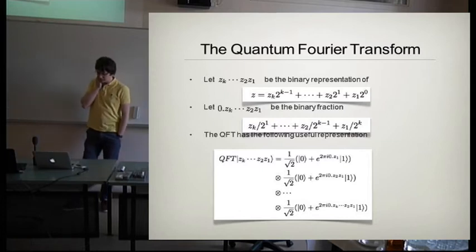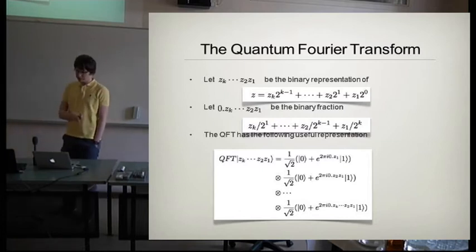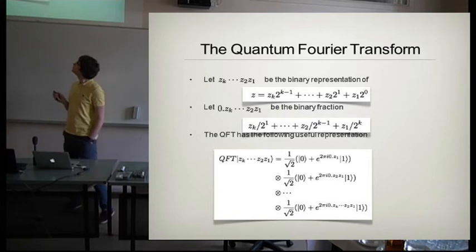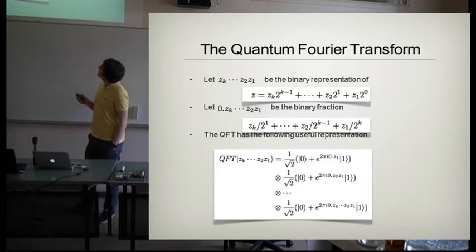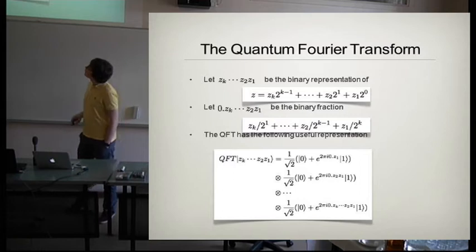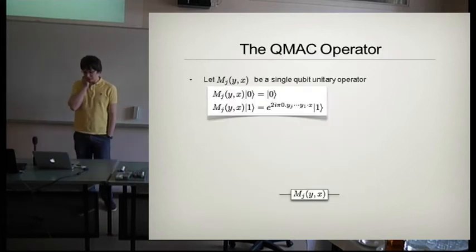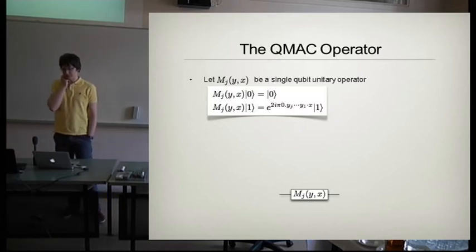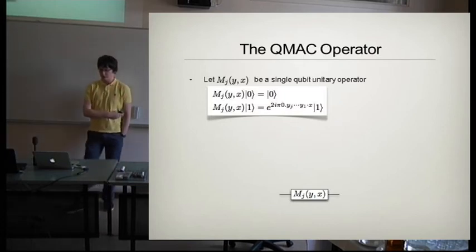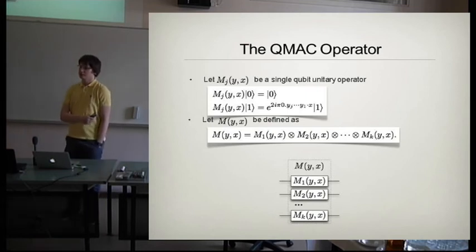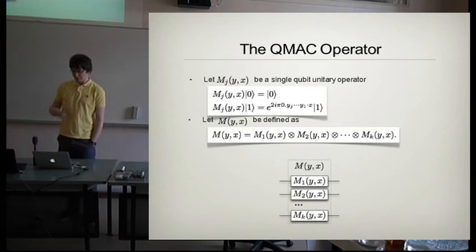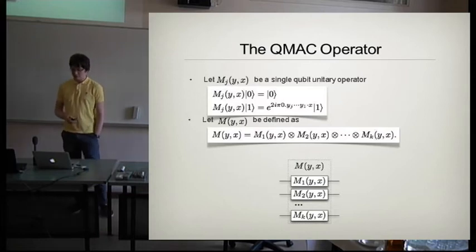The quantum Fourier transformed state of an integer represented in a quantum state can be written as shown, where we use the binary fractions and binary representation. And if we define a simple single qubit operator for the QMAC, we define the whole QMAC as being the tensor product of it. So we just apply one of these gates onto each different qubit.